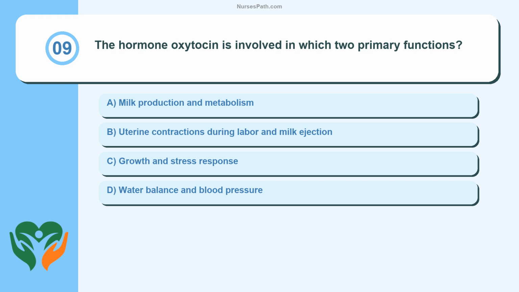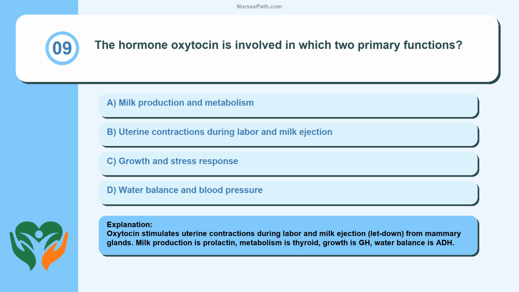Question 9. The hormone oxytocin is involved in which two primary functions? Milk production and metabolism. Uterine contractions during labor and milk ejection. Growth and stress response. Water balance and blood pressure. Oxytocin stimulates uterine contractions during labor and milk ejection, letdown, from mammary glands. Milk production is prolactin, metabolism is thyroid, growth is GH, water balance is ADH.